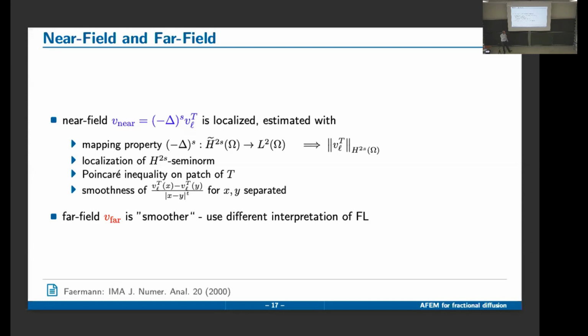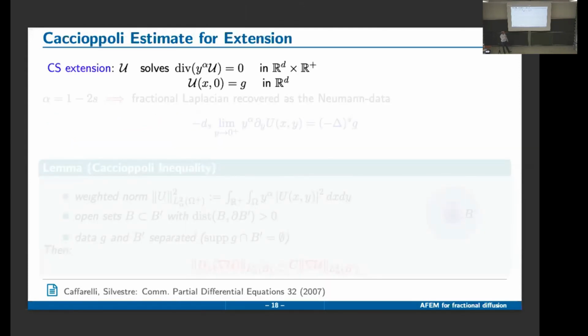But in order to give an estimate for the far field, we actually used a different interpretation for the fractional Laplacian. The different interpretation was by using, as I already said, this Caffarelli-Silvestre extension problem. So this is applying PDE techniques to the problem, in the sense that if you have a function which solves this problem, where I add one variable, this is a degenerate elliptic problem. So in this new variable, I have this weight function here. This weight can go to 0 if y goes to 0, or to infinity if this alpha is negative.